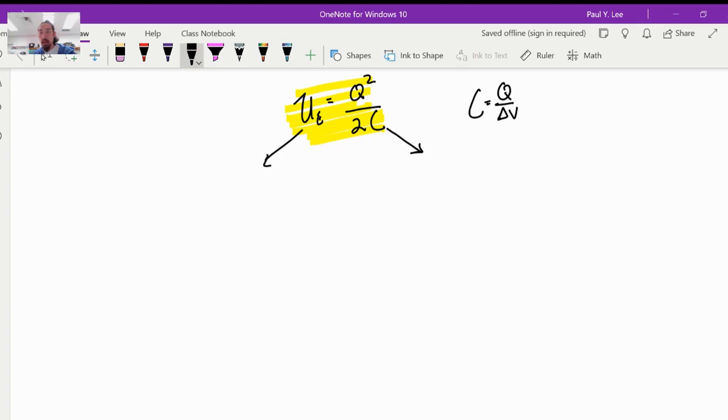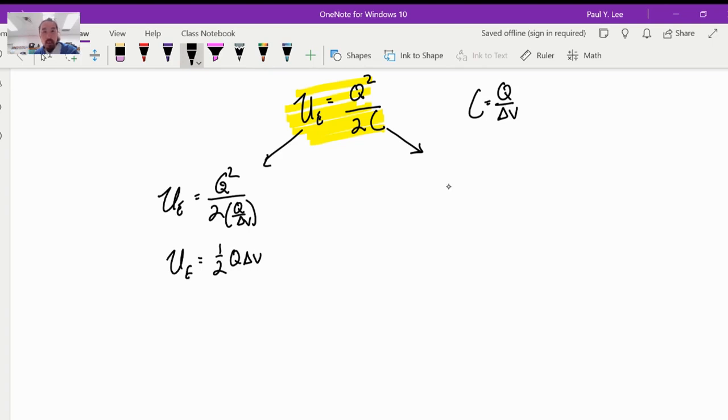So for the first one, I want to substitute in my capacitance. So we get UE is equal to Q squared over 2, and I'm going to put my substitution in parentheses so you can see exactly what I'm doing: Q over delta V, like so. So we get Q squared over 2Q delta V, and with the powers of algebra, what we end up with is 1/2 Q delta V. And this is one of the formulas that you'll see.